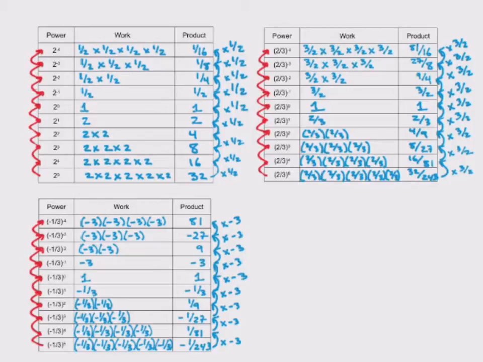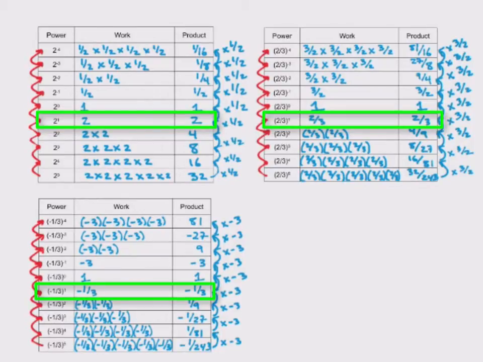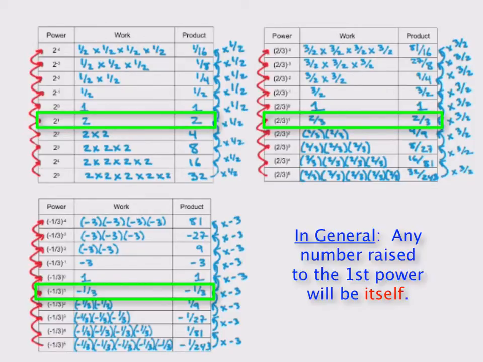So let's talk about raising a number to the first power. Well, we found that 2 to the first power was 2, 2/3 to the first power was 2/3, and negative 1/3 to the first power was negative 1/3. And in general, any number raised to the first power is just itself.